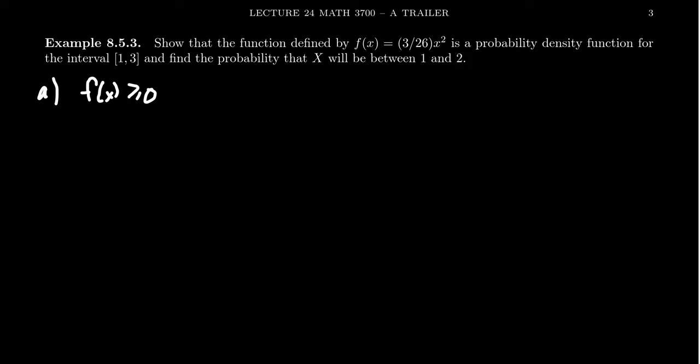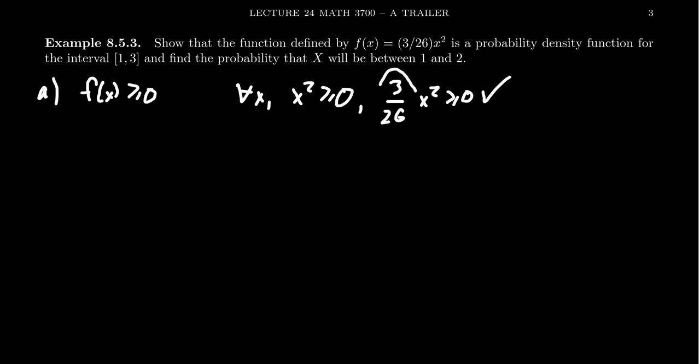Notice that, for all x, x squared is always non-negative. There's no x squared that's negative, it's always positive, right? And so if you multiply that by some positive number, 3 over 26, this is always going to be positive. So that's a pretty easy thing to check. If you're wondering why in the world we chose 3 over 26, it seems like an interesting choice. We actually see the reasoning in just a second.